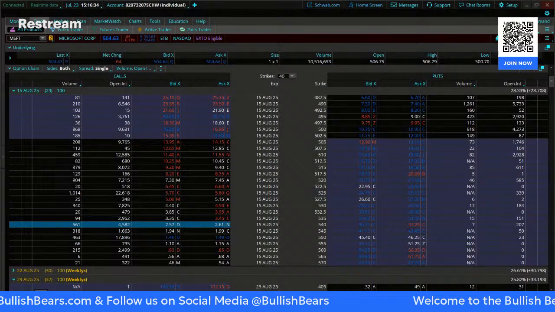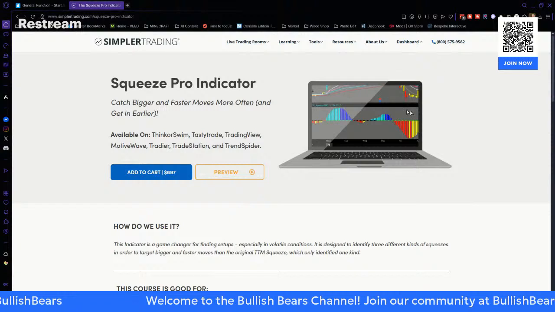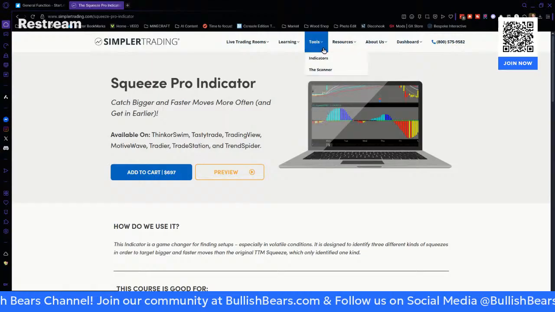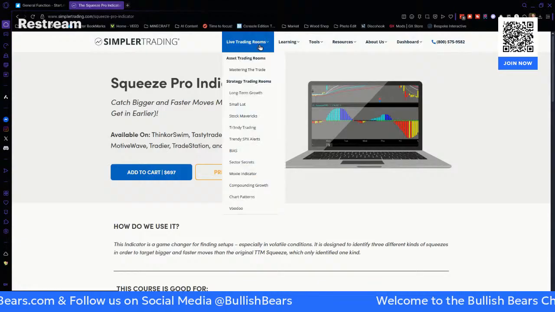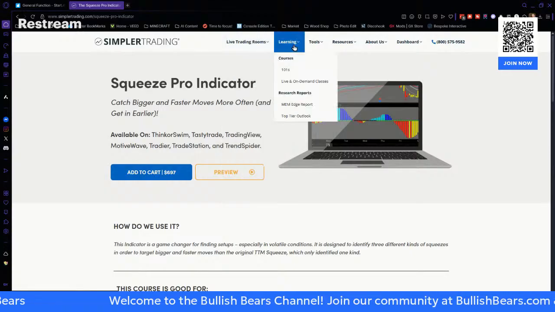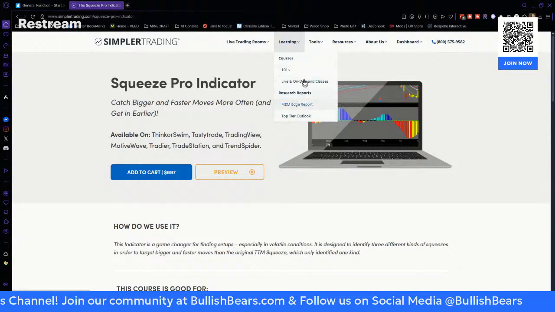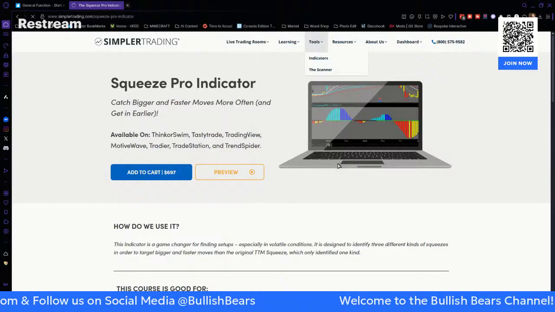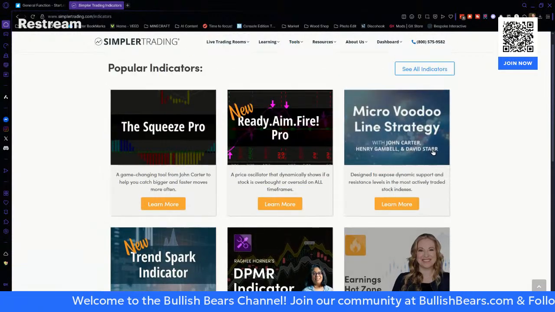I didn't buy any of Simpler Trading's stuff. I have access to it because I have access to their website. It was a gift. So there's things in here that I can't get a hold of. I don't think I can go into their trade rooms. I've never tried, but I don't think I can. And it's possible that I can't go into the coursework, maybe. Again, I'm just not sure, but I can go into the indicators and I can pretty much just grab any of these that I want.